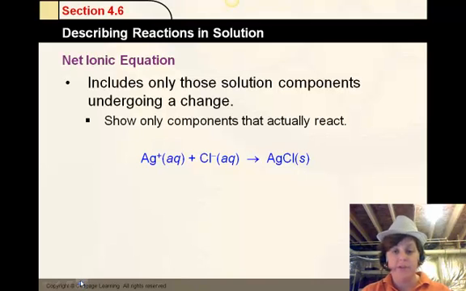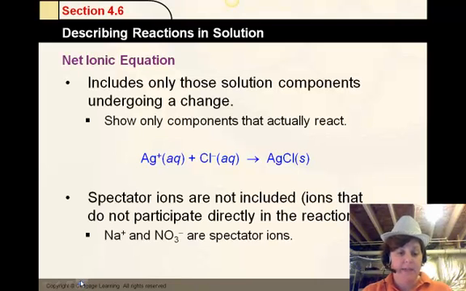So instead of all that other stuff that might be still in solution, we're really not worried about that. We're just simply saying this particular reaction is silver chloride production. Spectator ions are not included, and in this case, that's why the sodium and the nitrate were not included. They were the same on both sides, and they could be canceled.